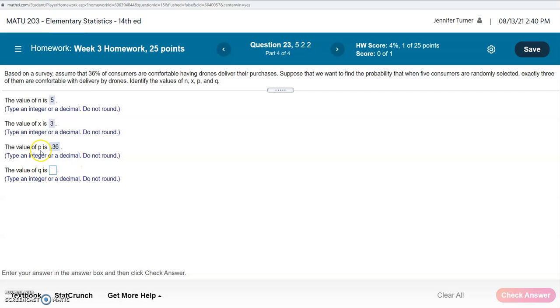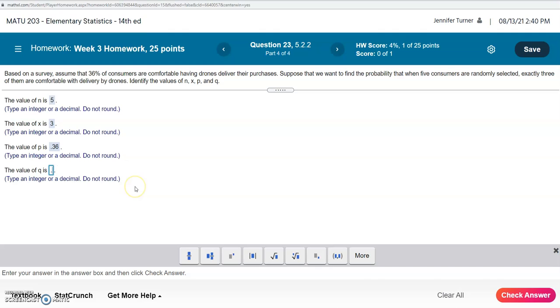Q is just 1 minus P. So if you know what P is, then you automatically know what Q is. All you have to do is take that 0.36 and subtract it from 1 and you're all set. So 1 minus 0.36 is 0.64.